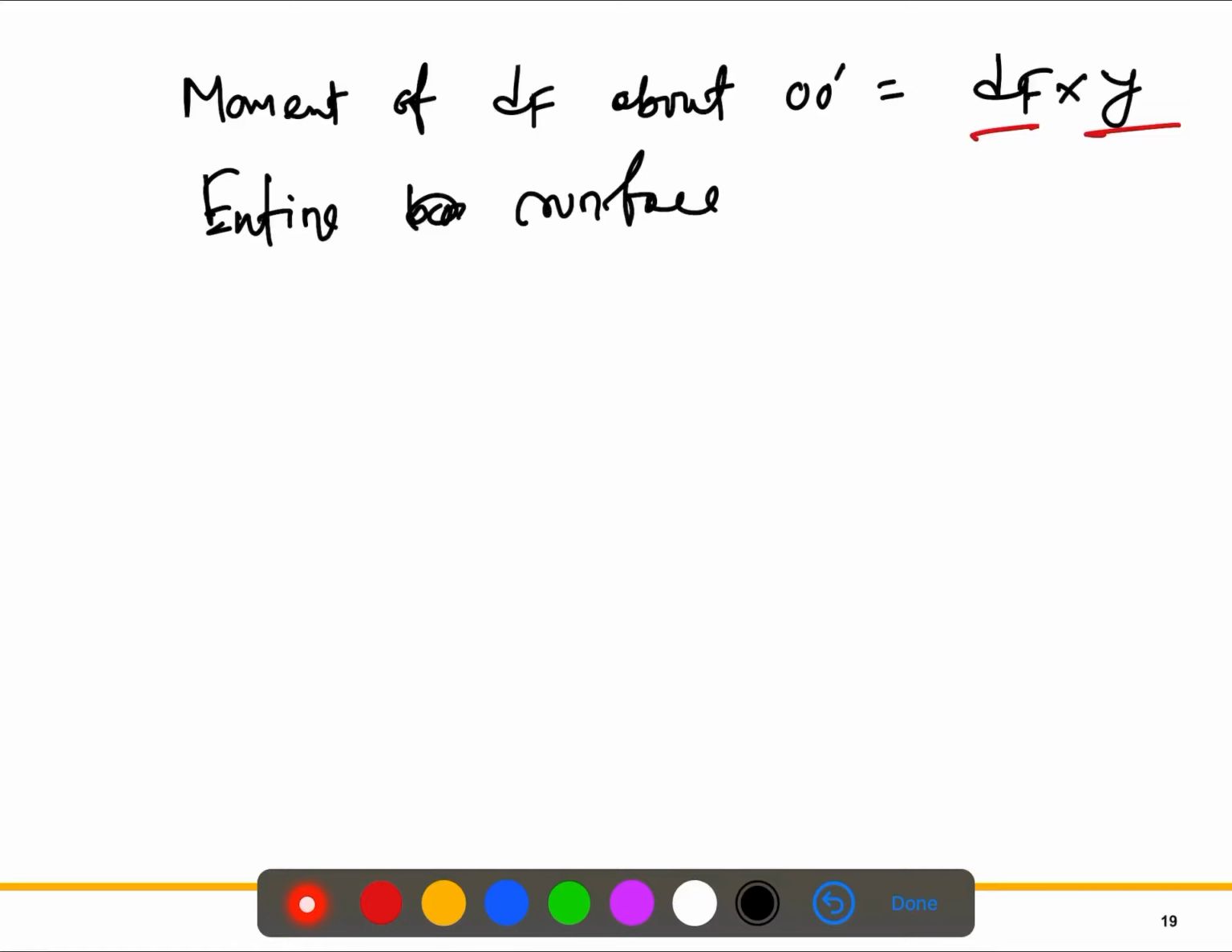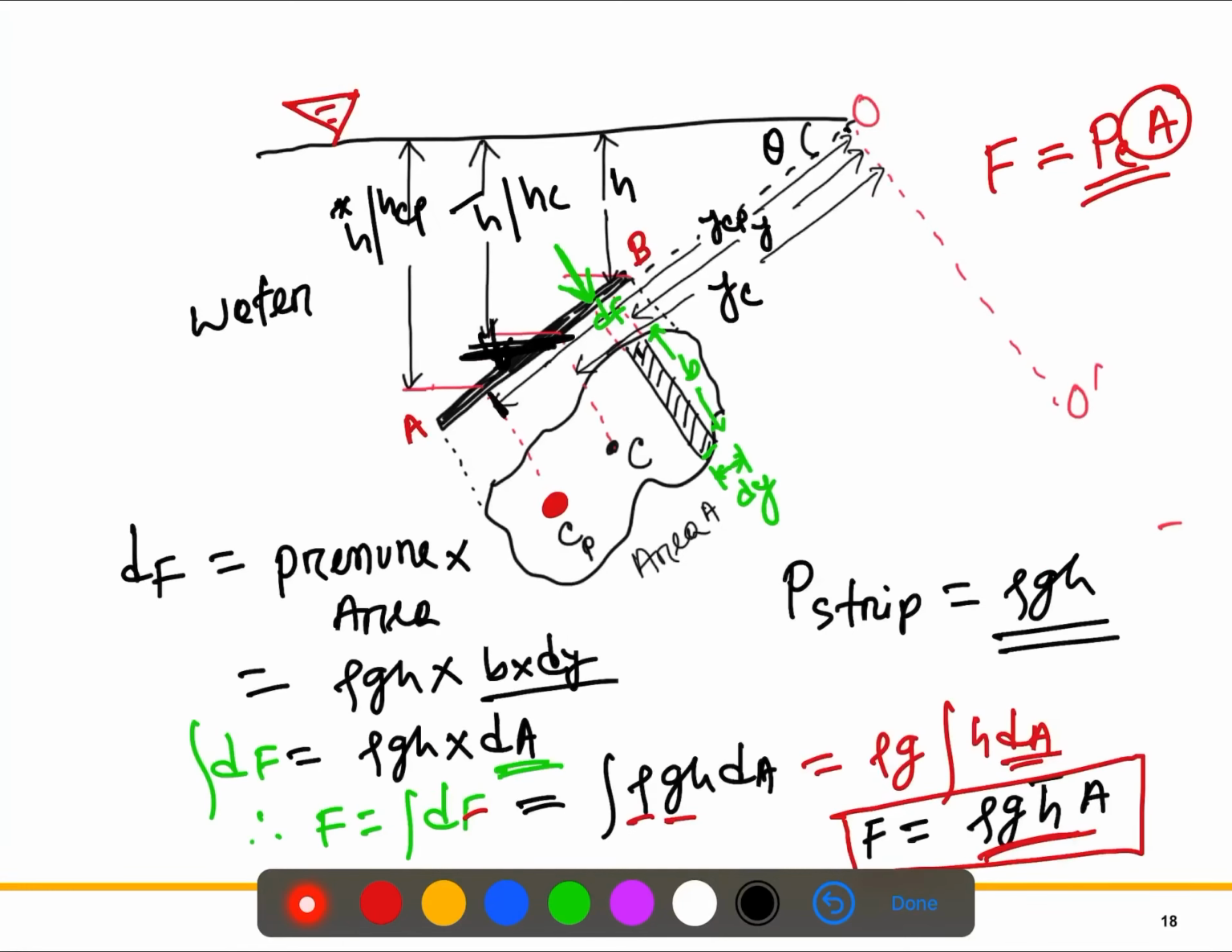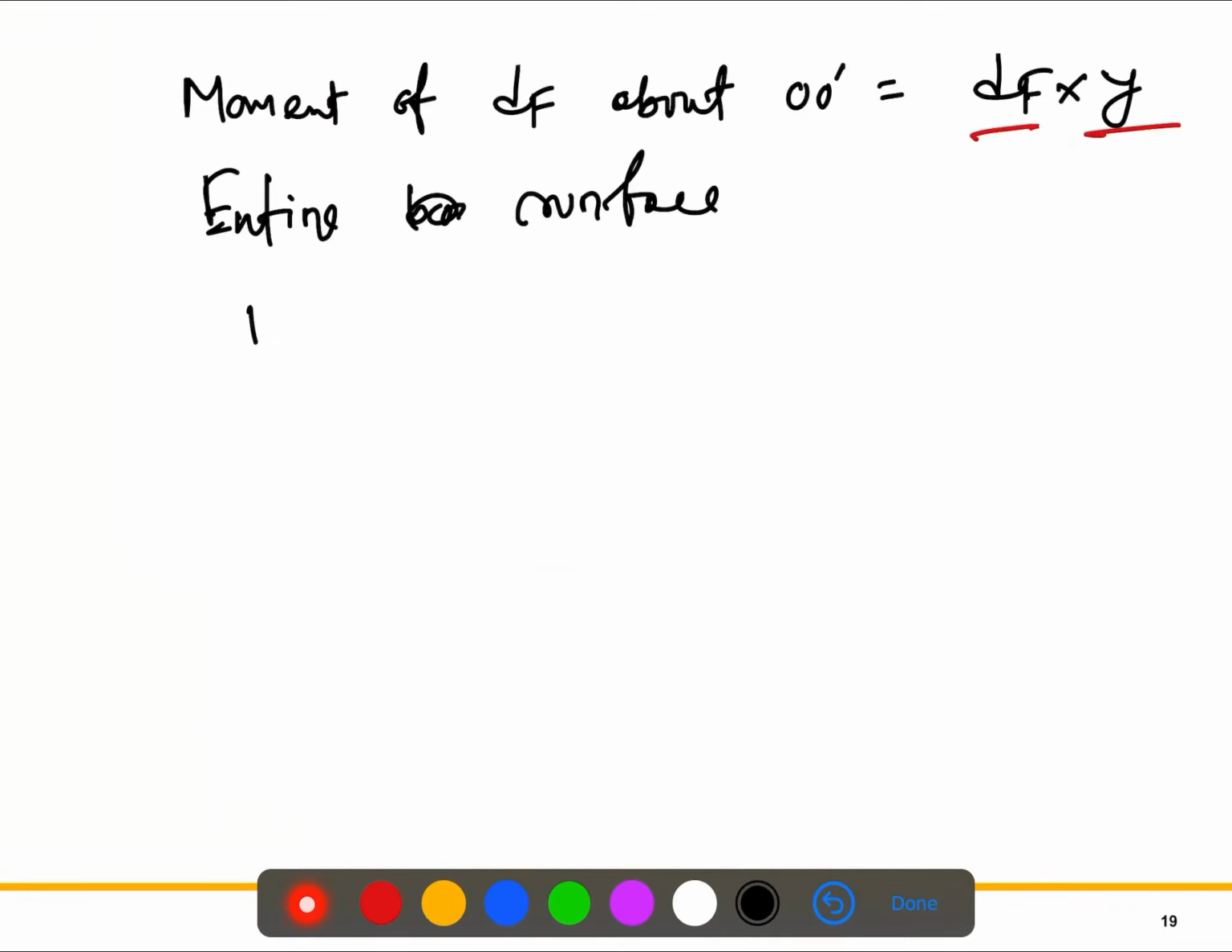So for the entire surface, we can say the force F is acting, and this distance is y_cp, or y star, whatever it is. The force is acting this way, so we have the force F and the distance y_cp. We'll explain it later on. So we can say it is F into y star, or y_cp, whatever you want. So it will be like dF into y. We'll just integrate this, and then we'll get the force.